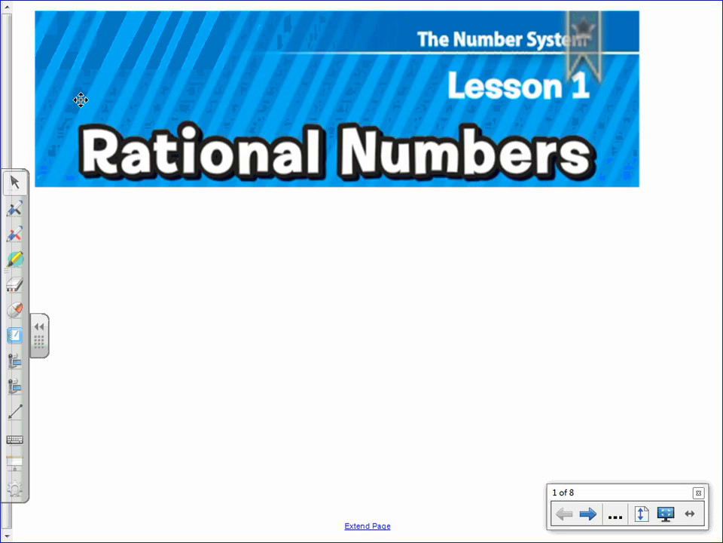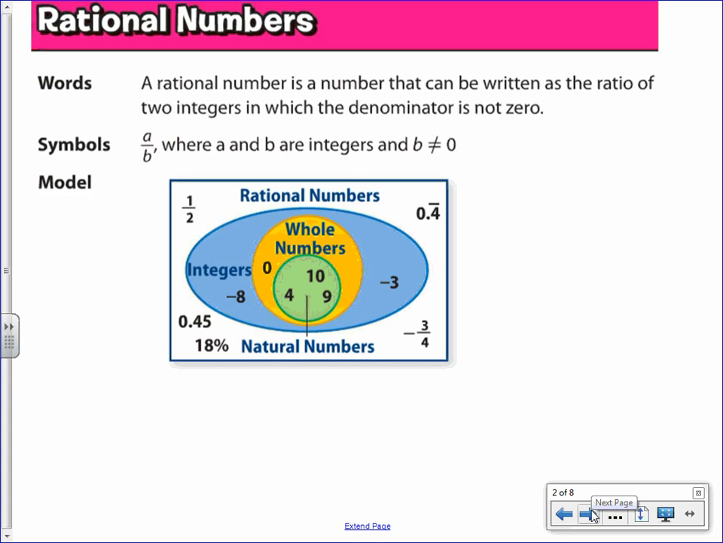Today's lesson, we are looking at a brand new chapter called the number system, and we are looking at numbers called rational numbers. So rational numbers, a complete change from where we were looking at functions and equations in the last couple of chapters. Rational numbers.